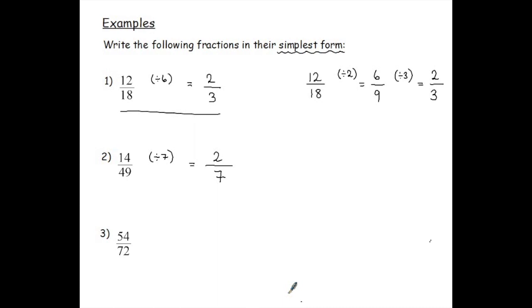Last example then on this. So 54 over 72. We need to try and think of the highest number that fits into 54 and 72. Some people might think of 8 times 9 for 72. If we look at 54, you might realise that 9 will fit into 54 as well. So 9 is quite a high number that will fit into both of these numbers.